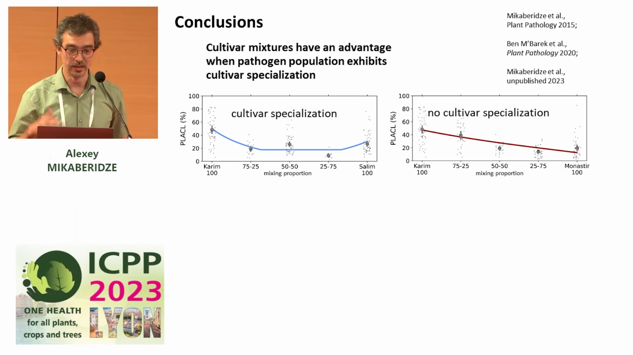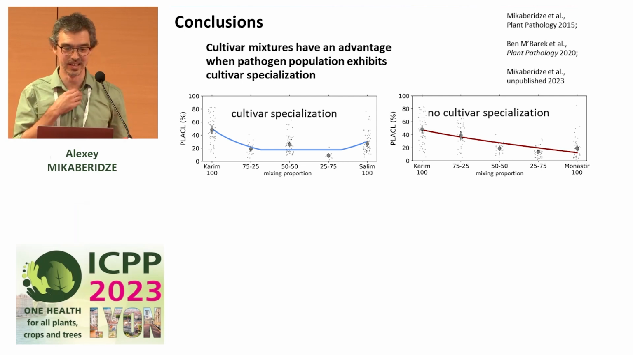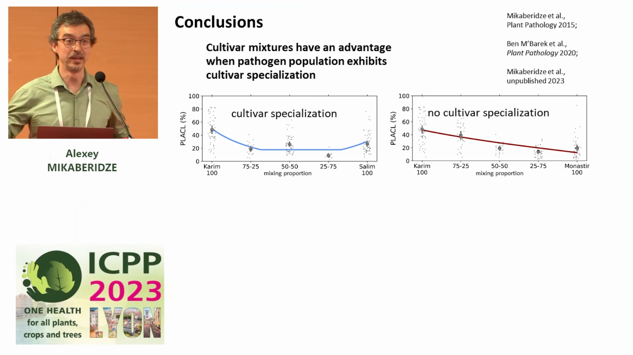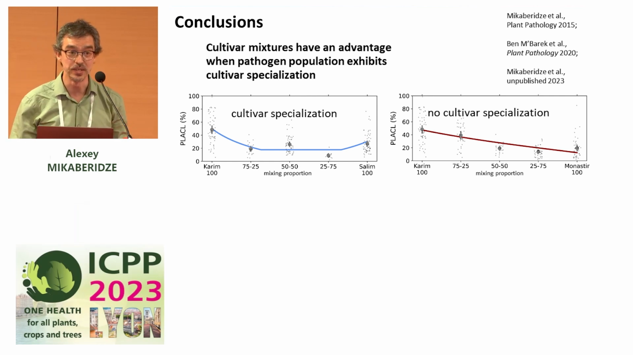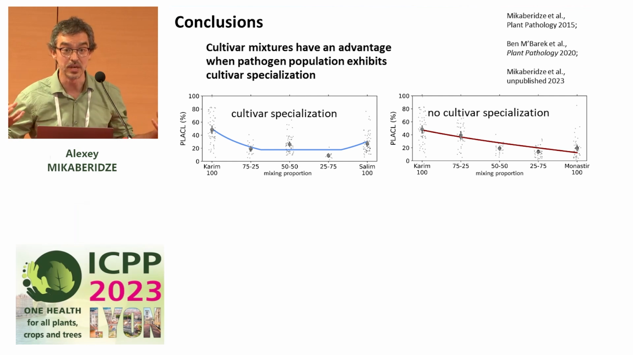And so this model, the comparison between the model and the experimental outcomes, allows us to hypothesize that in this case of the Karim-Salim mixture, the reason why we see this pattern of decreased severity at intermediate mixing proportions is that the pathogen population exhibits cultivar specialization. So we can test this hypothesis.